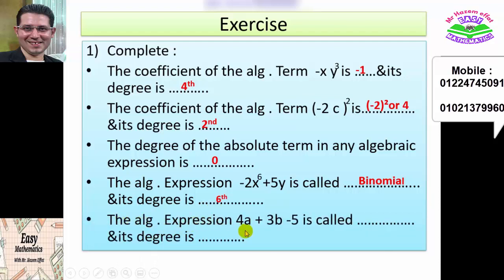Finally, the algebraic expression 4a raised to power 5 plus 3b raised to power 8 minus 5 is called what? Because it is formed from 3 algebraic terms, it is called, yes, trinomial. And what about its degree? By taking the highest power, this is of the 5th degree and this of the 8th degree and this of 0 degree, so it will be 8th degree.